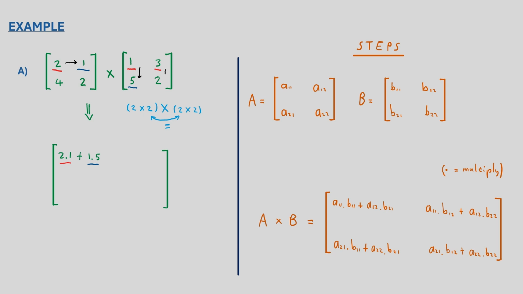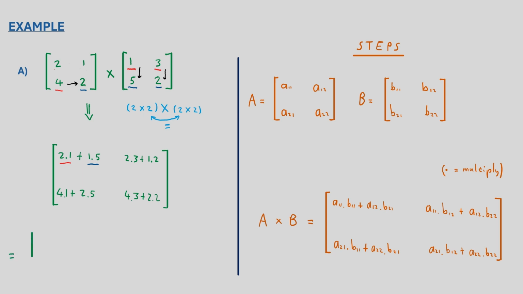We then repeat this process, following the same steps, again using the first row of the first matrix, but this time combined with the second row of the second matrix, which gives us 2 times 3 plus 1 times 2. And if we stick to the steps shown in the larger orange matrix on the right, we see that we basically do the same steps again, but this time we use the second row of the first matrix and not the first row. And if we follow the steps correctly, we get 4 times 1 plus 2 times 5, and 4 times 3 plus 2 times 2.